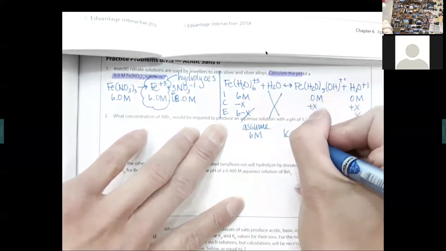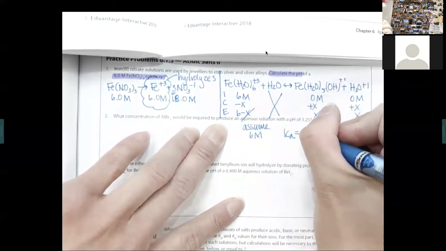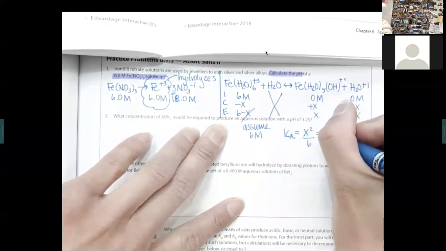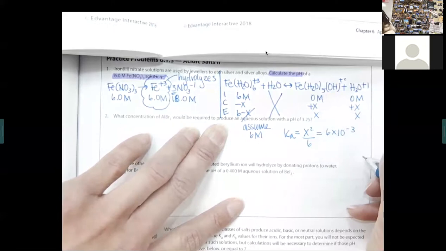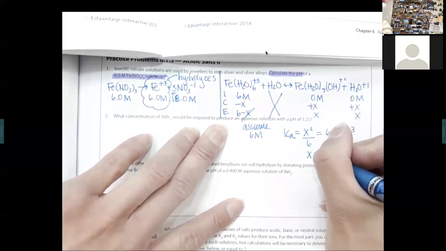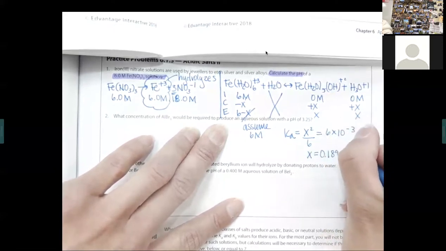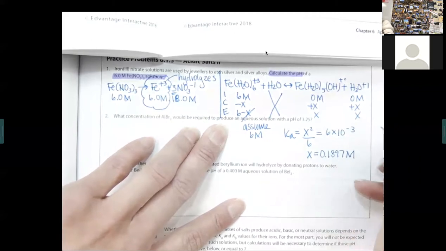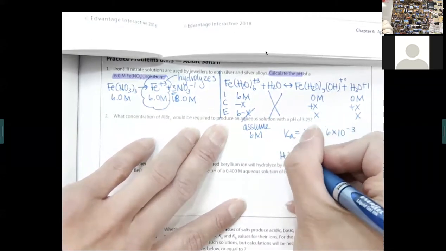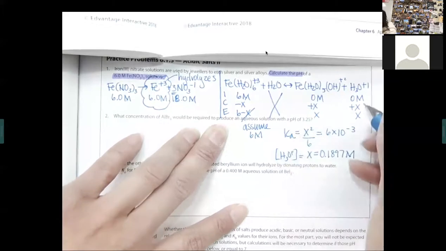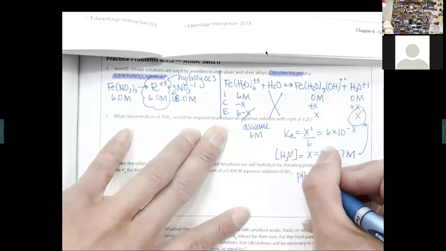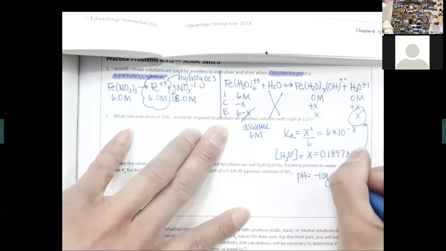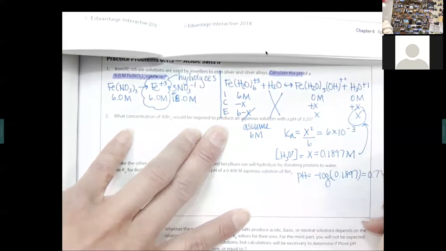Your Ka is going to end up being X squared over 6. If we look at the Ka value in the table, it's 6 times 10 to the negative third. If you solve for X, you're going to get 0.1897 molarity. This is the hydronium ion concentration in your ice table right here. So to get the pH, take the negative log of that value, which is going to be 0.72.